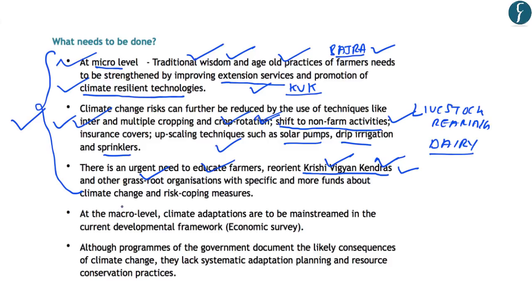Now all these measures are interventions at the micro level or at the farm level. However, there is also a need for intervention at the macro level or the government policy level. So in this regard, the economic survey has highlighted that the climate change adaptations should be mainstreamed in the current developmental framework. It has also been pointed out that there are programs of the government which document the likely consequences of climate change. However, there is a lack of systematic adaptation planning and resource conservation practices, which means that although the government programs recognize that there are adverse consequences of climate change on the agriculture, there is no focus on planning and resource conservation which can help the farmers in fighting the menace of climate change and its impact on the agriculture.